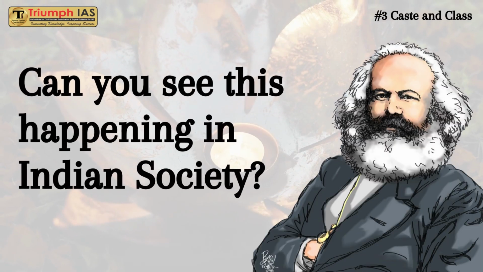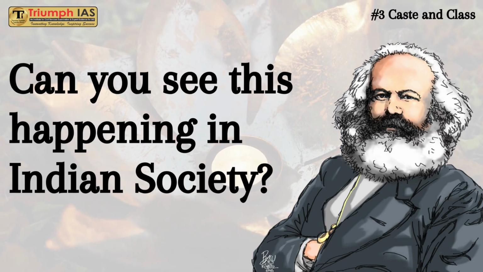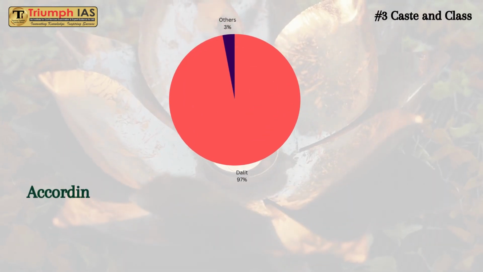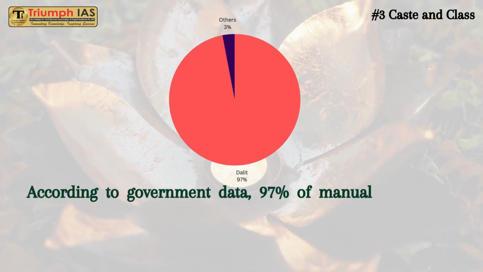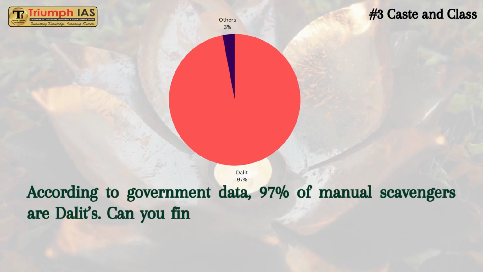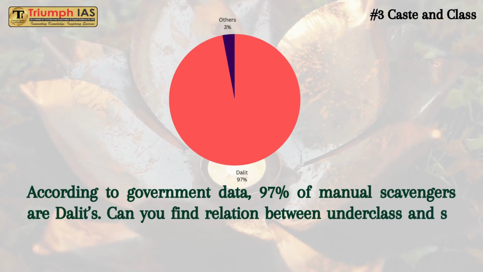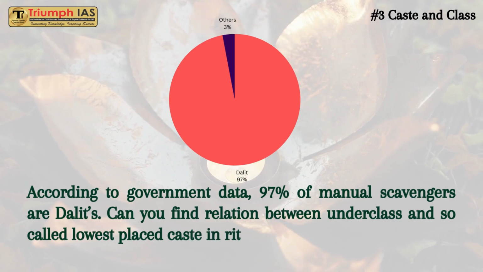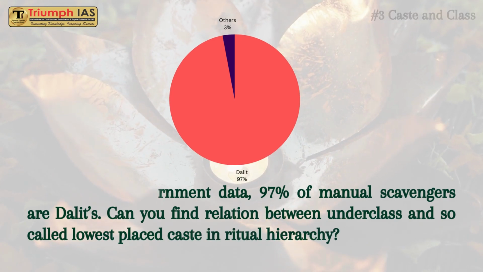Can you see this happening in Indian society? Let me help you with the data. According to government data, 97% of manual scavengers are Dalits. Can you find a relation between the underclass and the so-called lowest placed caste in the ritual hierarchy?